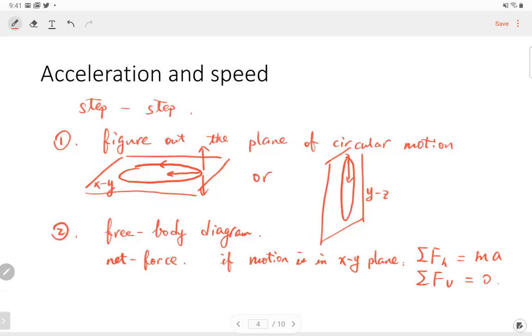And in the second case, if the motion is in the YZ plane or XZ plane, then in the horizontal direction, the net force is zero. Okay, but in the vertical direction, the acceleration is centripetal acceleration. Then the third step, we are going to link the acceleration as a function of linear velocity, angular velocity, and period. We're going to use acceleration to solve the three parameters. So free body diagram first, then use the free body diagram to determine the net force. Then use the net force to determine the centripetal acceleration. Then use centripetal acceleration to determine linear velocity, angular velocity, and period. This is the three-step way to solve such a problem.